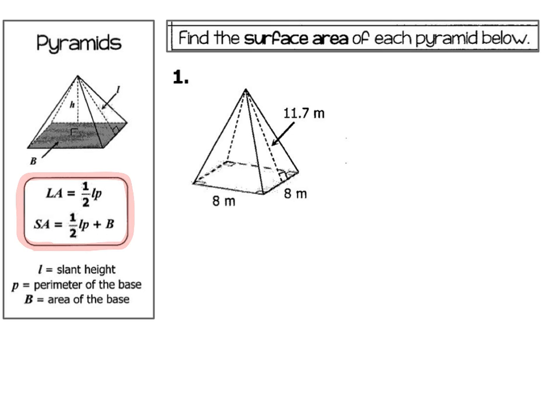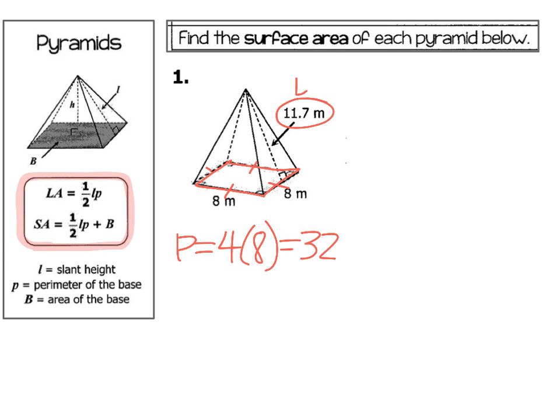So let's find the surface area of each of these pyramids below on your paper. So let's start with number 1. First things first, let's identify all the information we need. So we're given 11.7, and that's our slant height, because that's the height of the triangle of one of our faces. Then we need to know the perimeter. So the perimeter of our base is this square where every side is 8. So the perimeter would just be 4 times 8, or 32.